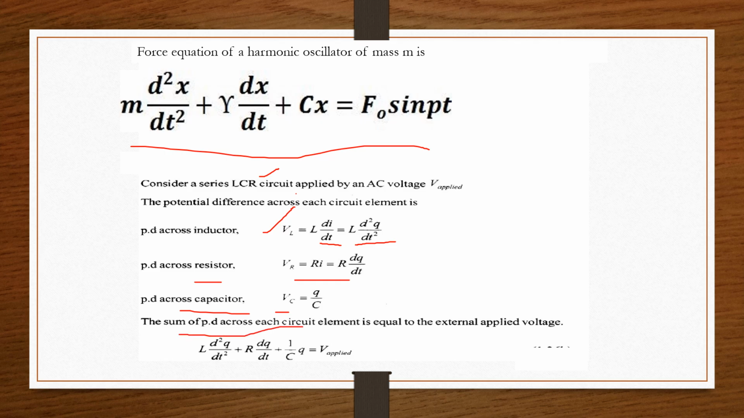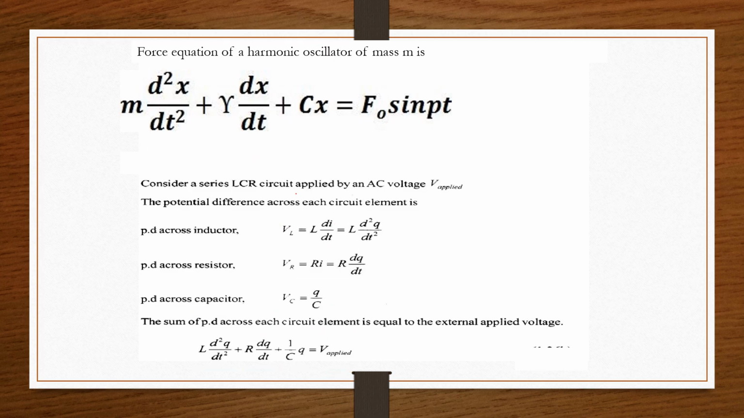The sum of the potential difference across each circuit element will be equal to the external applied voltage. Therefore, L into d squared q by dt square plus R into dq by dt plus 1 by c into q will be equal to the applied voltage. Here L is the inductance, R is resistance, C is capacitance, q is charge, and i is current.